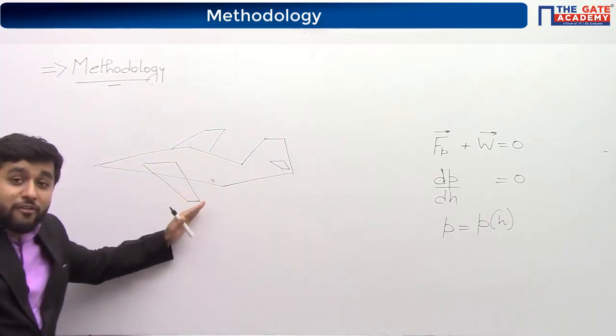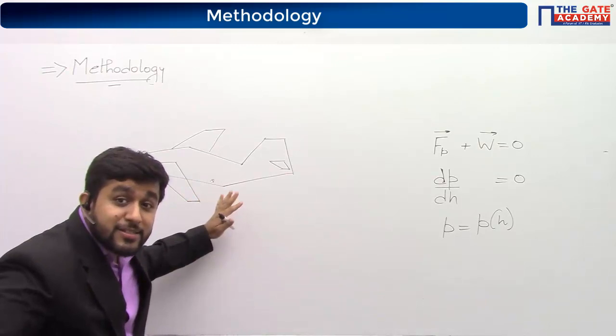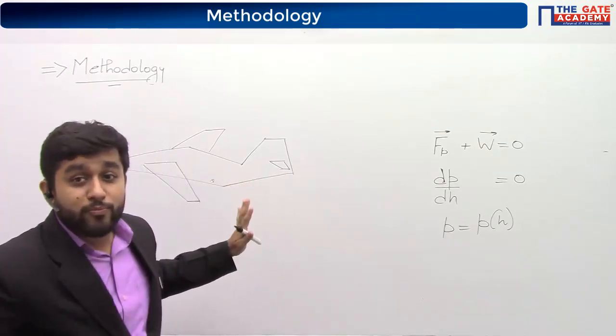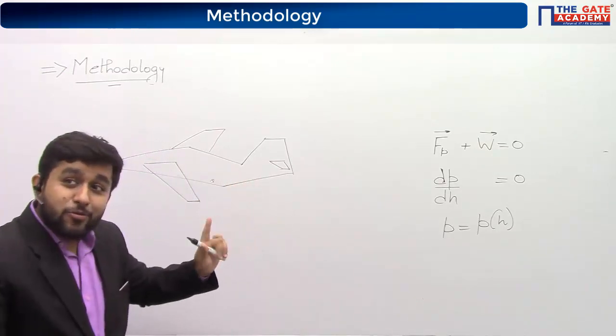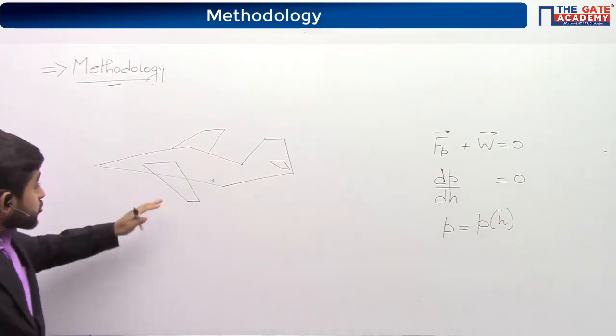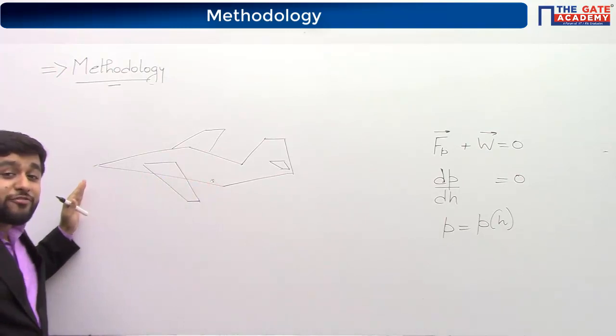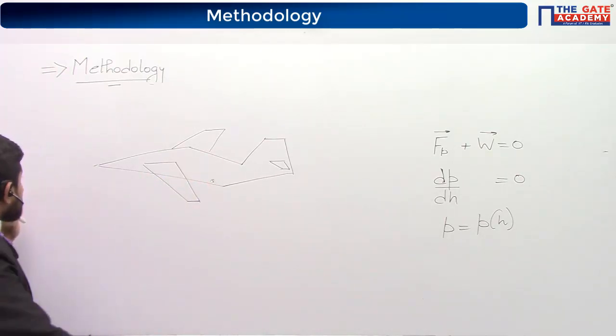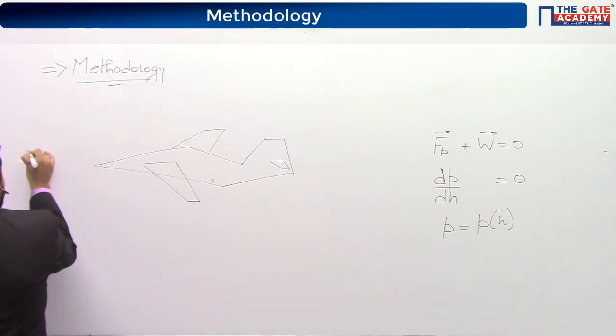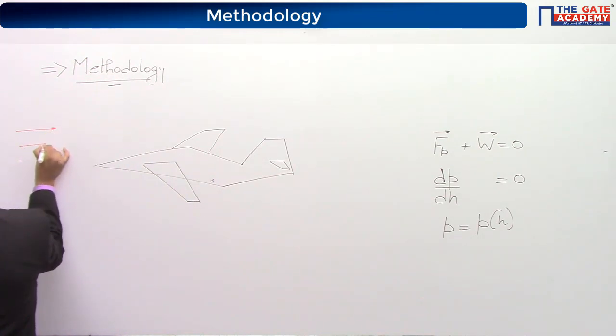Now, when we are talking of aeroplane, by the way, civil guys, this can be a skyscraper also. The idea is the same, the method is the same. So suppose there is an aeroplane which has started moving in the forward direction. So with respect to the aeroplane, the air will move in the backward direction.